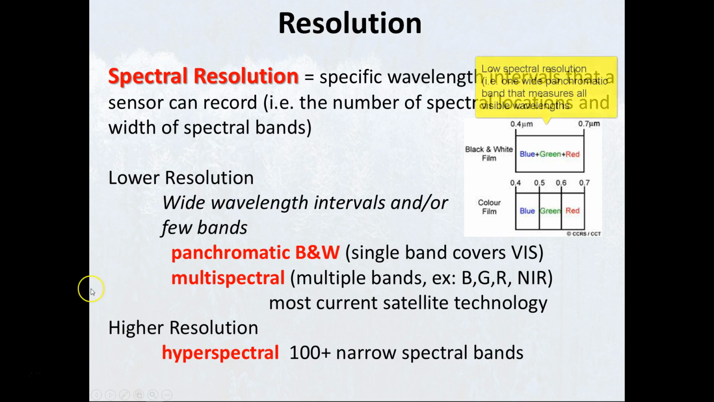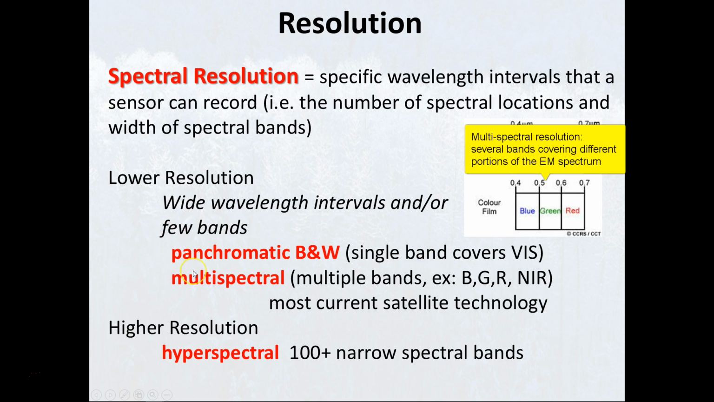A couple examples down here, lower spectral resolution, so wide wavelength intervals and/or fewer bands. Panchromatic is as low as you're going to get, just black and white over a single band. Then there's multispectral, where most multispectral sensors these days cover the visible portion as well as near infrared. Landsat is multispectral. It also covers portions of the thermal and mid-infrared. But really, these examples are low resolution when compared to the higher resolution hyperspectral imagery, which can have upwards of 100 or more narrow spectral bands.